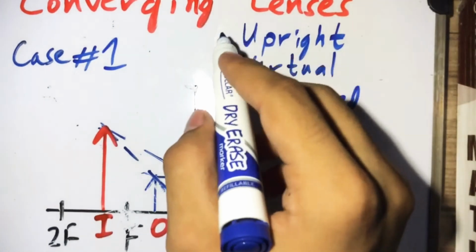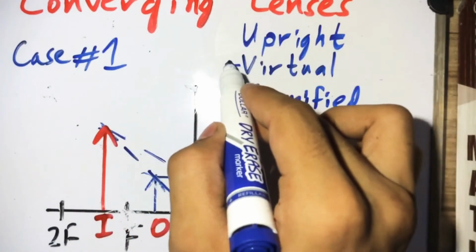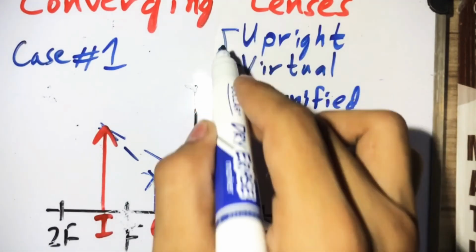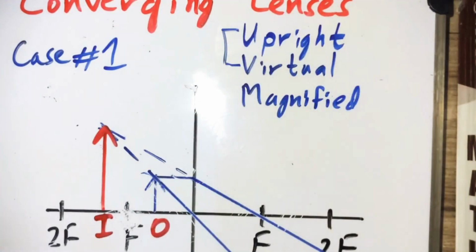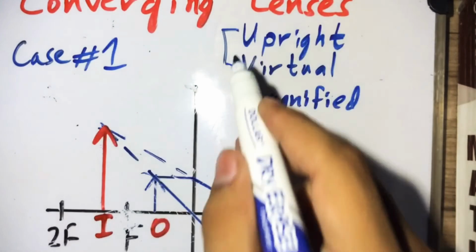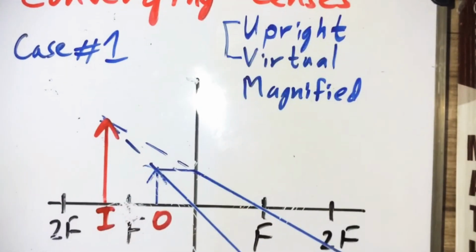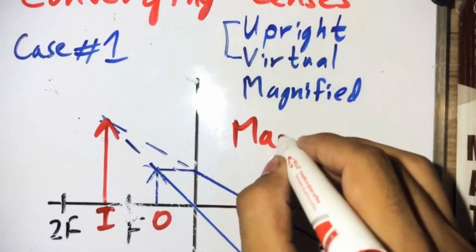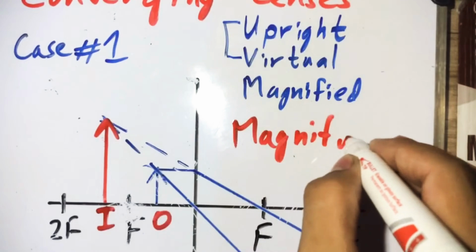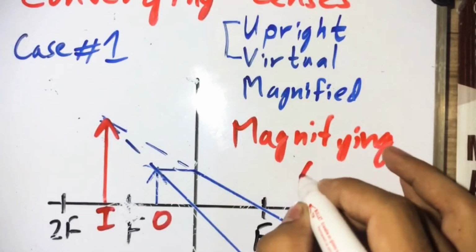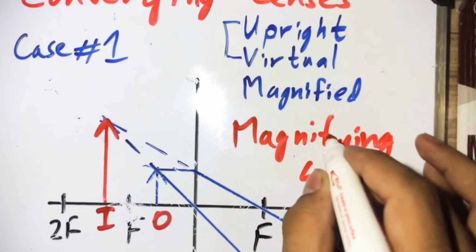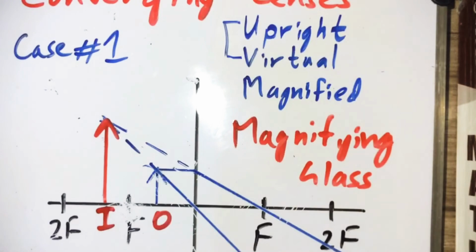Now every time if there is a virtual image, it will be upright, and if the image is real, it will be inverted. That is a fact. So this kind of image is formed in a magnifying glass. So that is the use of this case. That is the first case.